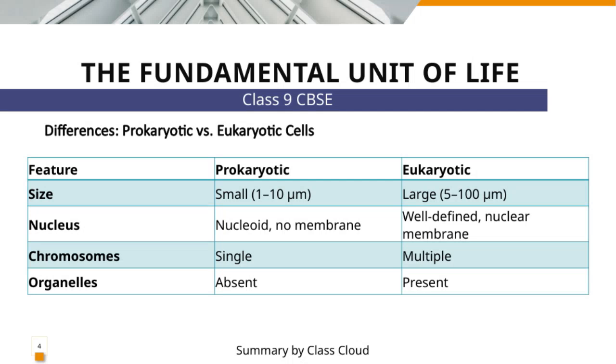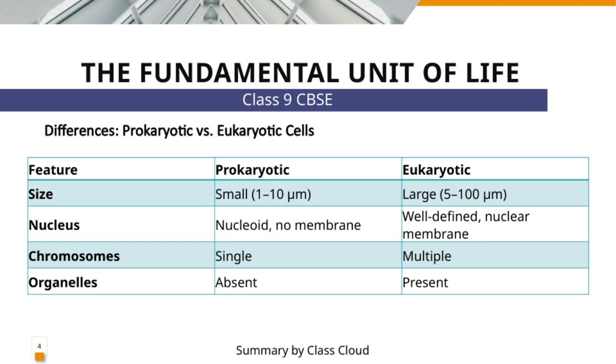Let's take a closer look at the differences between prokaryotic and eukaryotic cells. First, in terms of size, prokaryotic cells are generally smaller, ranging from about 1 to 10 micrometers, whereas eukaryotic cells are larger, typically between 5 and 100 micrometers. This size difference is important because it influences how these cells function and how efficiently they can transport substances within themselves. Next, let's talk about the nucleus.